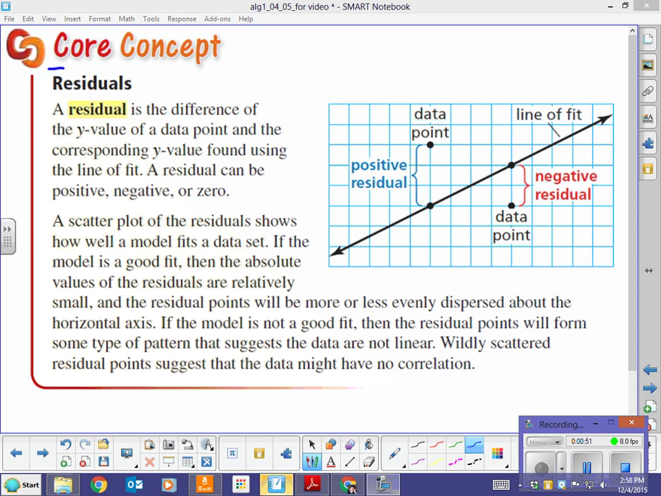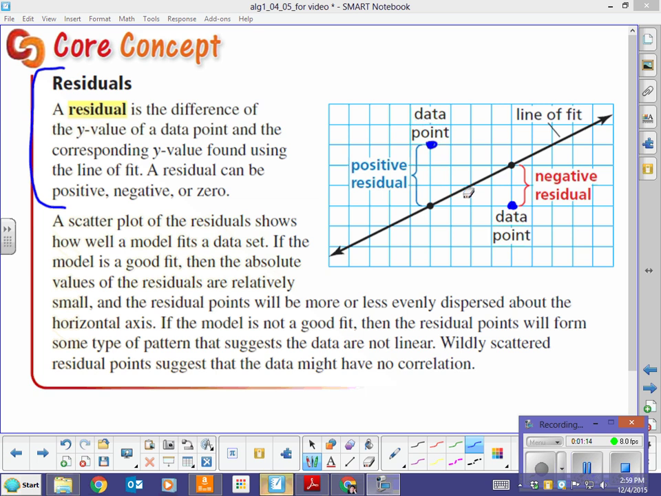Okay, here's the definition right here. And the residual, okay, so we have two data points on this diagram here, right here and right here. Those would be from the scatter plot. We put in a line of best fit. The y distance, the vertical distance from the line that we say is the best fit to the actual point, we call that the residual.